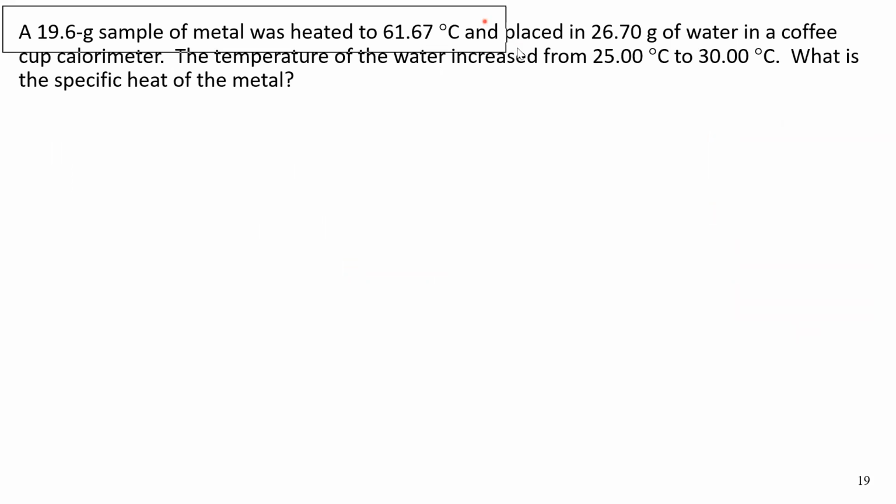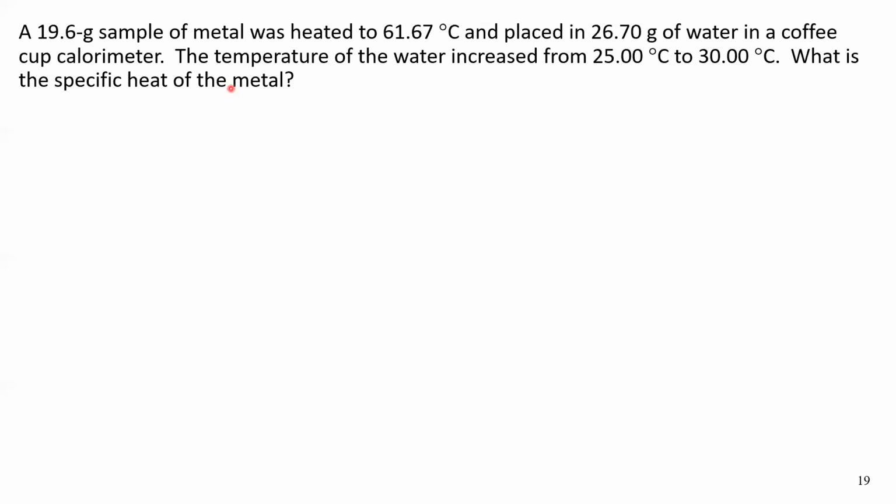Okay, taking the same concept we just talked about. We have 19.6 grams of a metal heated to 61.67 degrees Celsius and placed in 26.70 grams of water in a coffee cup calorimeter. That's a cheap lab calorimeter that keeps the energy inside the container and allows very little energy transfer into the room. The temperature of the water goes up. That makes sense because the water is gaining energy, from 25 degrees Celsius to 30 degrees Celsius. What's the specific heat of the metal?